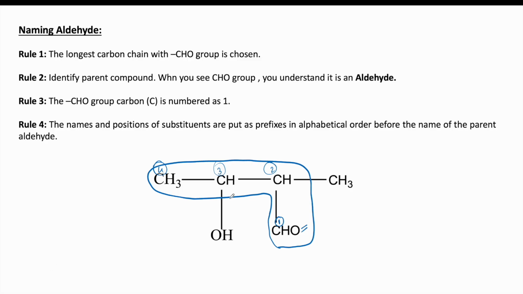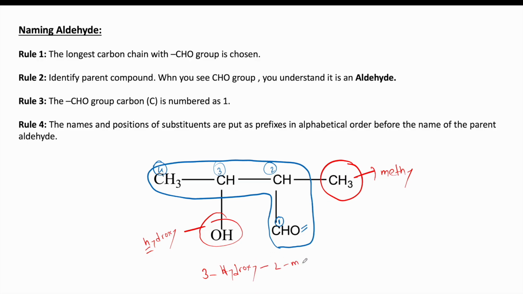Alright. Now we have 2 substituent groups over here. One is this, which is a methyl group at position 2. And we have a hydroxy group over here, which is at position 3. So let's name this compound. As H comes first, we are gonna put the name hydroxy, and it is at position 3. So 3-hydroxy 2-methyl, because methyl is at 2 position.